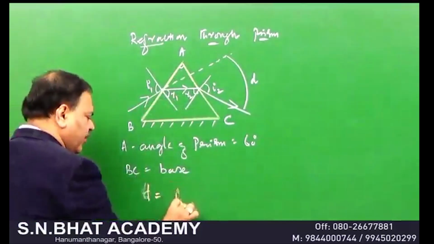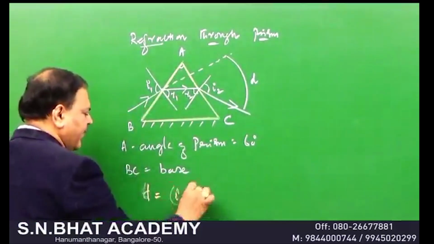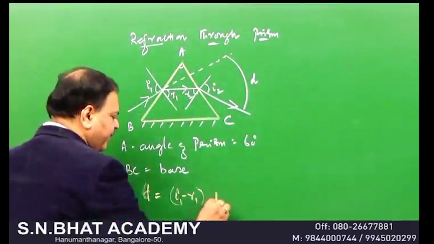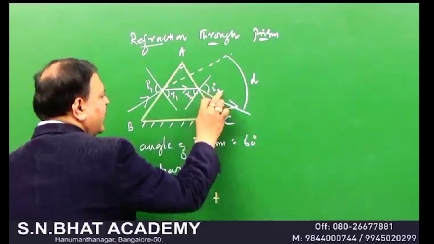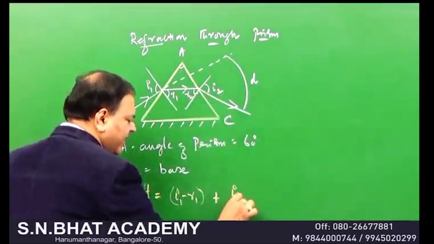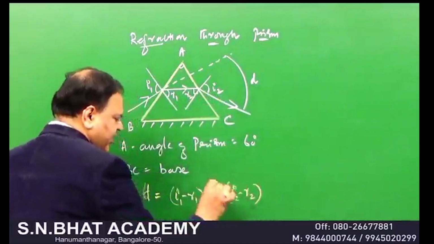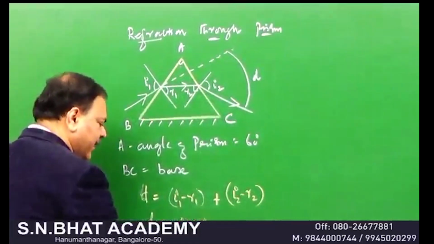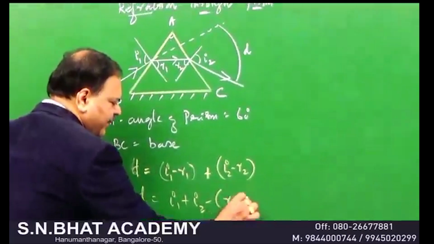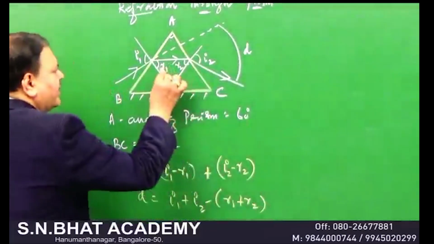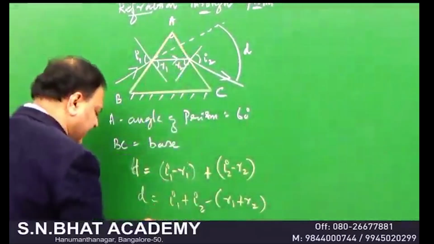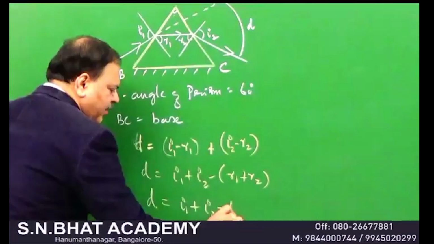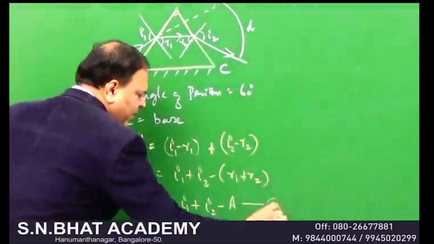And this total deviation is given by the deviation from this face, which is equal to I1 minus R1. I1 is more, R1 is less. And here, R2 is less and I2 is more, so we write I2 minus R2. It's called deviation. Therefore your formula would be I1 plus I2 minus (R1 plus R2). Remember, this R1 plus R2 we call the angle of the prism, A. The expression for the deviation is I1 plus I2 minus A, equation number 1.